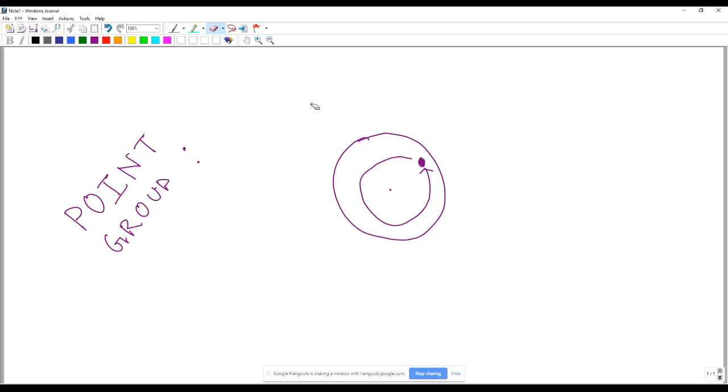On the other hand, if we go for the monoclinic point group, let's say point group 2, then you have a sign for a two-fold rotation axis. It is like this.